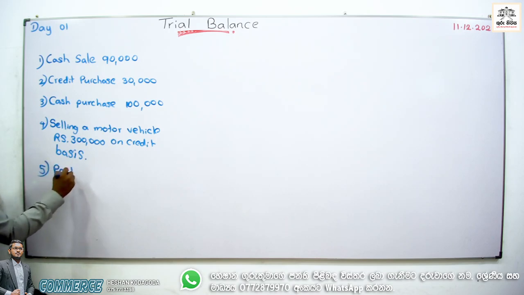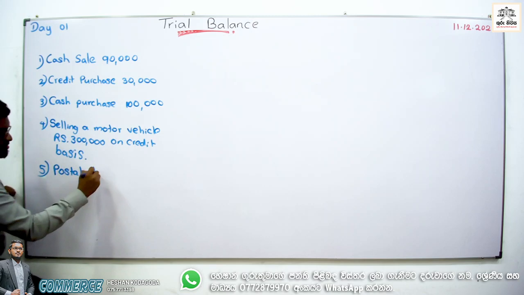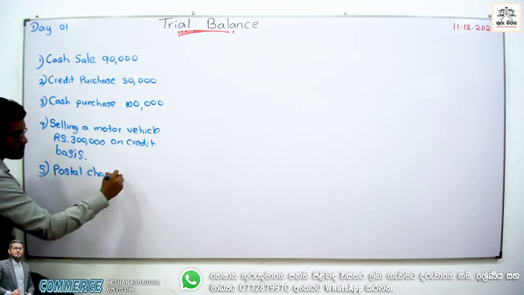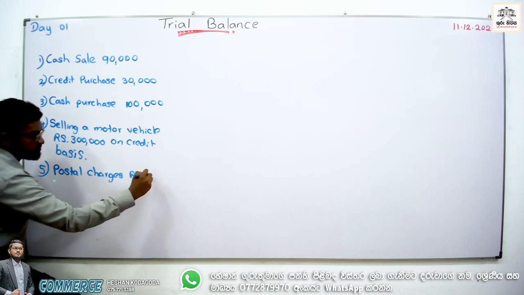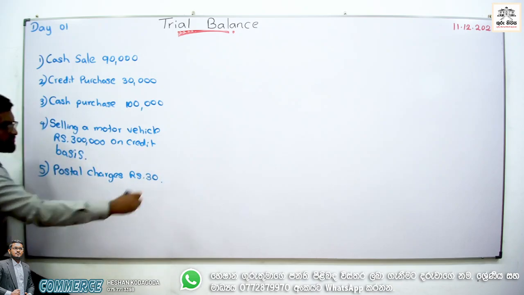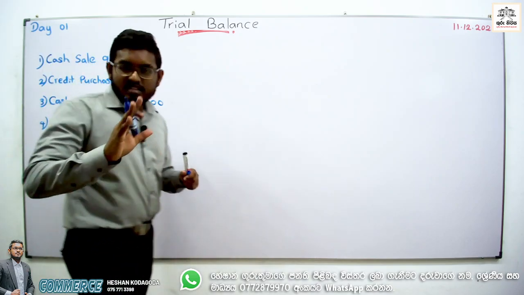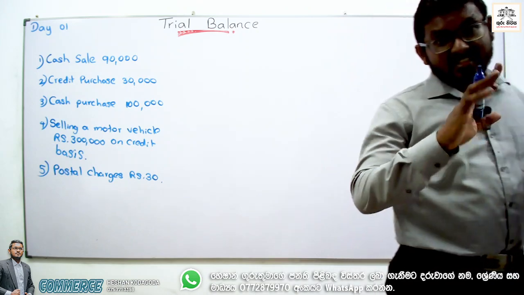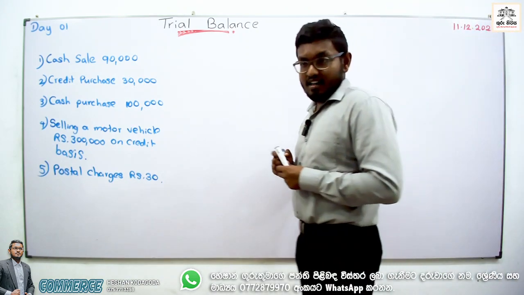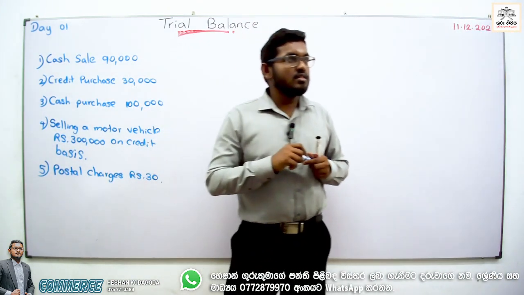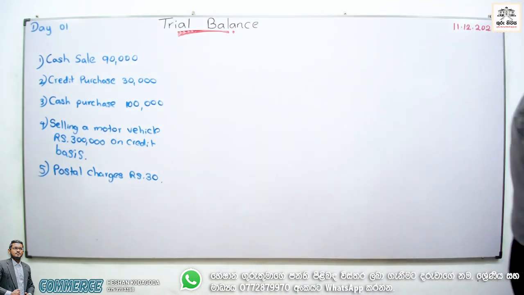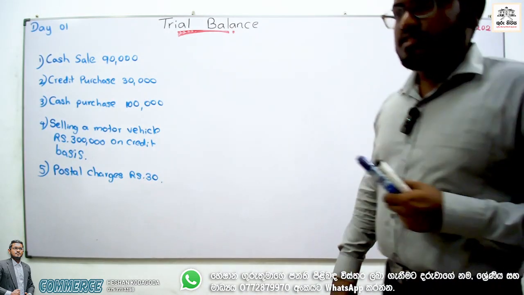Postal charges rupees 30. So these are the transactions. This is covering all your knowledge relevant to primary books. Understand, guys? Is it clear to you? So these are the transactions.